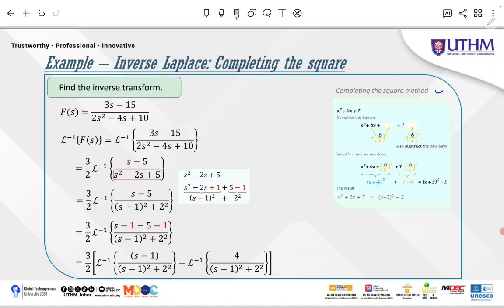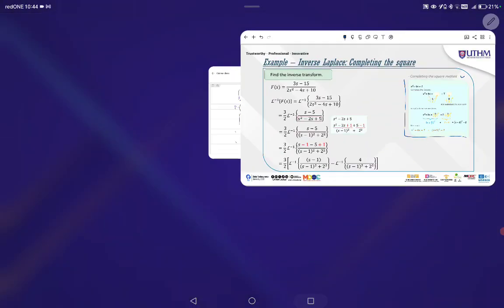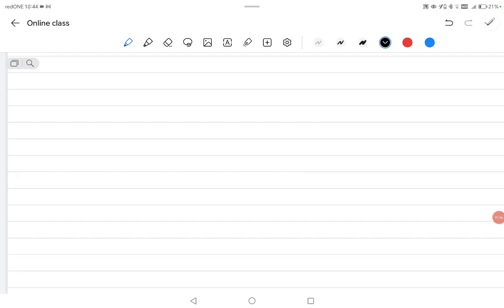Before we solve the inverse Laplace given here, I want to show you one method known as the completing the square method. Let you refer to these examples. I used the sheet here. So how do we use the completing the square method?